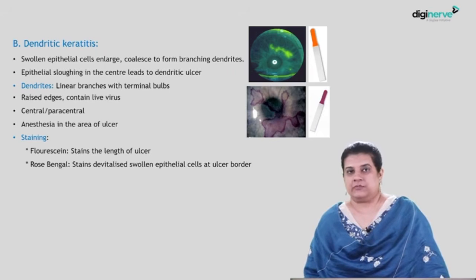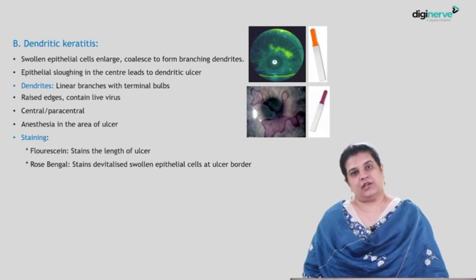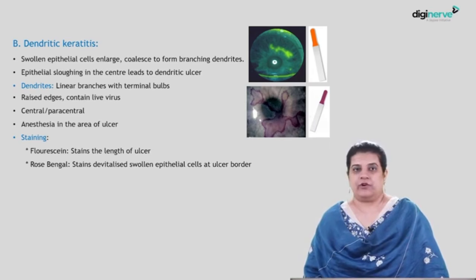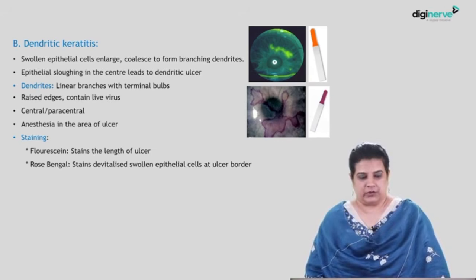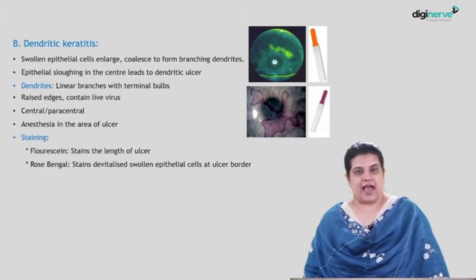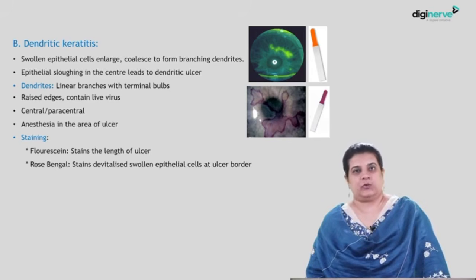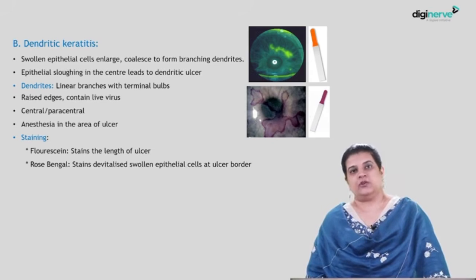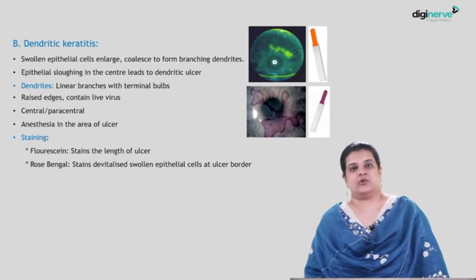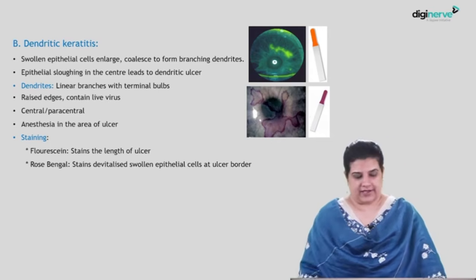When we talk about herpes zoster ophthalmicus, we will be talking about pseudodendrites which are devoid of terminal bulbs and are more peripheral in location. In this, we also have anesthesia in the area of ulcer. So when you check the corneal sensations, the sensations would be diminished. The ulcer is stained with both fluorescein as well as rose bengal. Fluorescein stains the length of the ulcer. The rose bengal dye, since it is slightly irritant in nature, is instilled in the eye after a drop of topical anesthetic agent has been put in the eye. This dye stains devitalized swollen epithelial cells at the ulcer border.